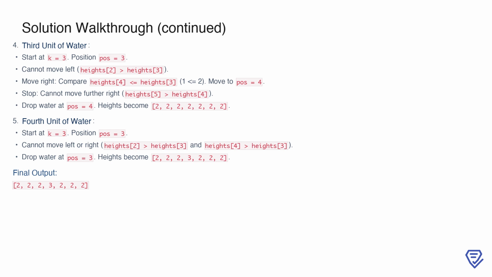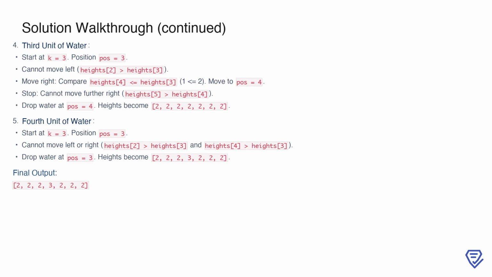Starting at position 3, we find that moving left isn't possible because heights[2] > heights[3]. Instead, we move right and compare heights[4] with heights[3]. Since 1 is less than or equal to 2, we move to position 4. However, we can't move further right because heights[5] > heights[4]. As a result, the water is dropped at position 4, increasing its height to 2. The heights now become 2, 2, 2, 2, 2, 2, 2.